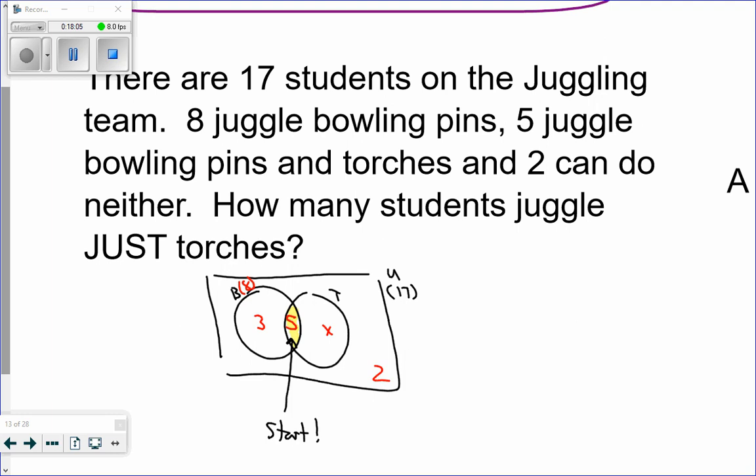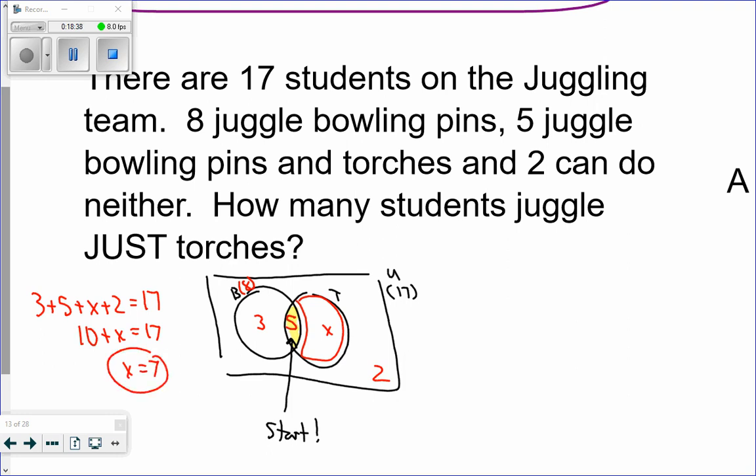There are 17 students on the juggling team, 8 juggle bowling pins, 5 do torches, and 2 can do neither. How many juggle just torches? So we're looking for just this bit right here. We know that 3 plus 5 plus x plus 2 has to equal 17, right? If you add up all your bits. So that's 10 plus x equals 17.